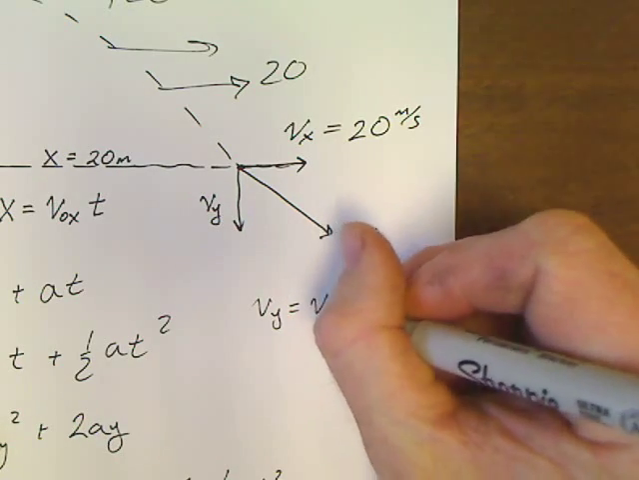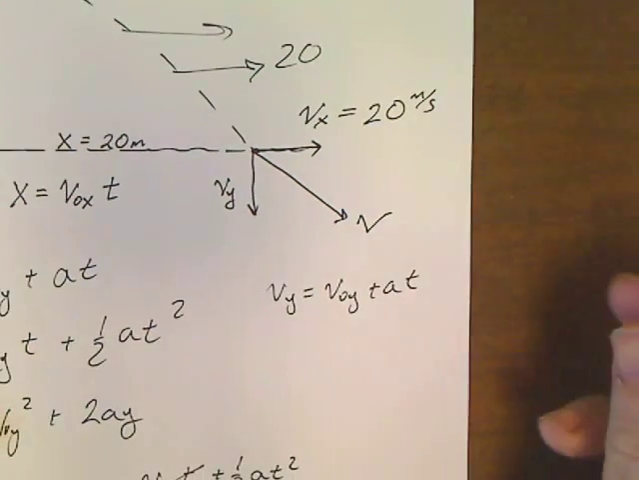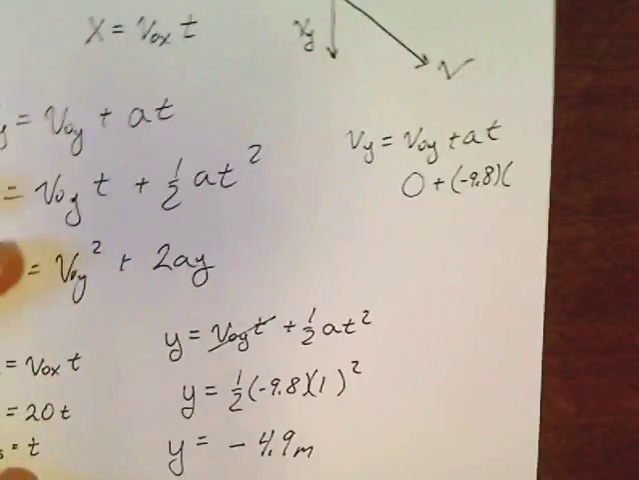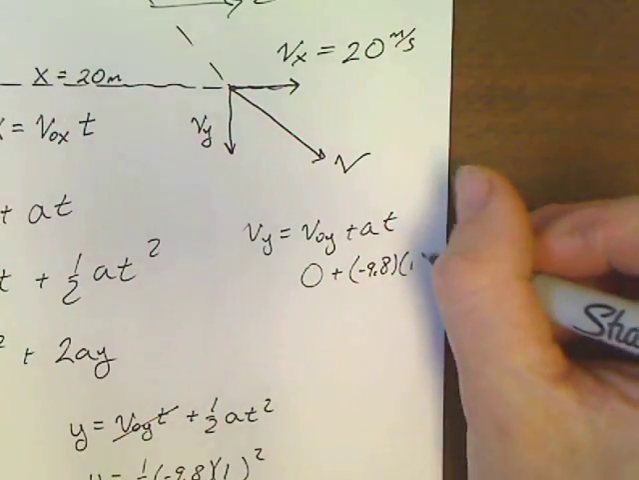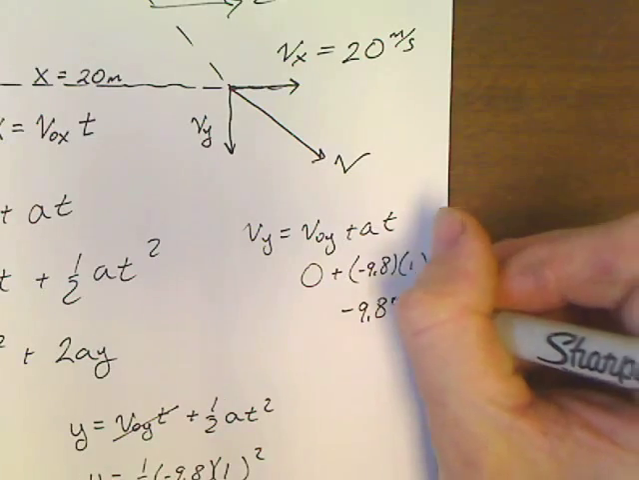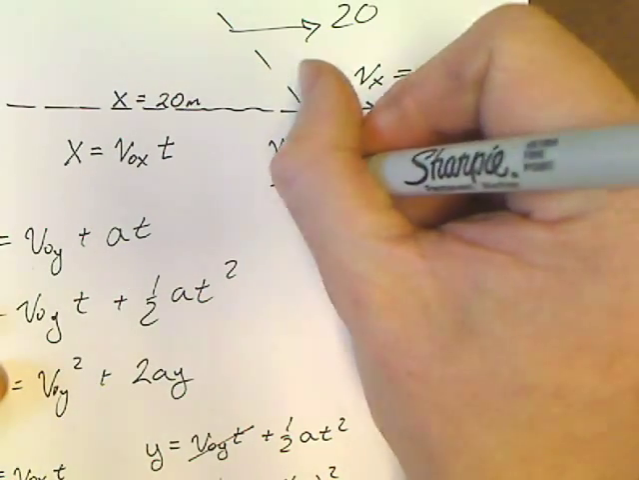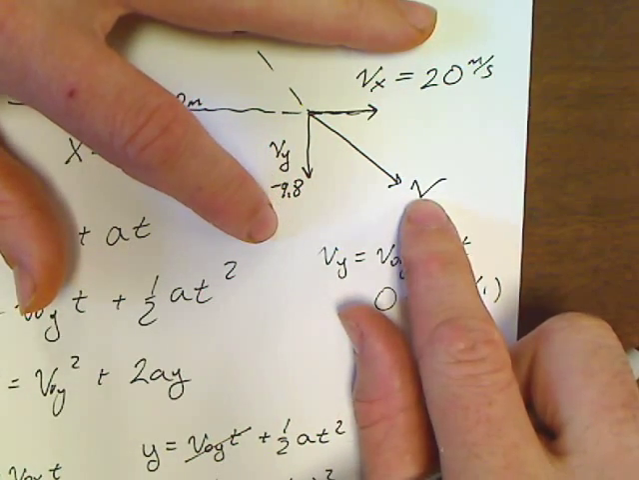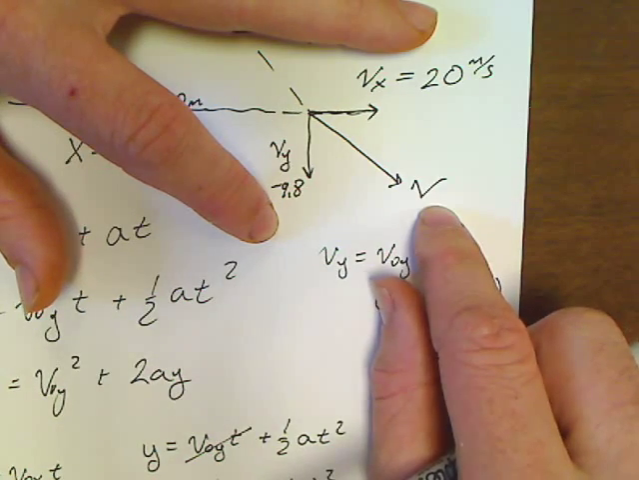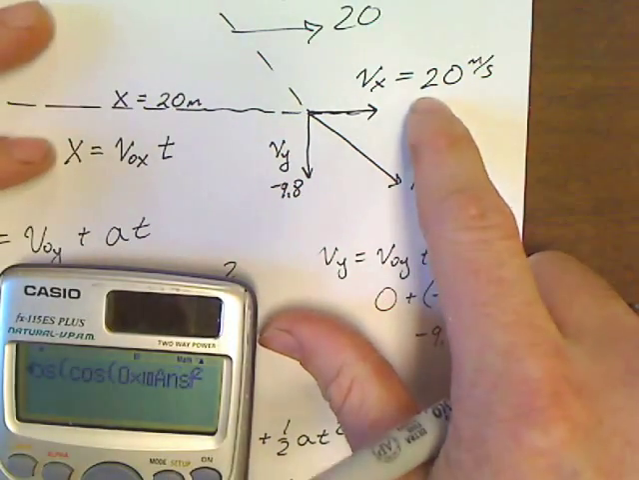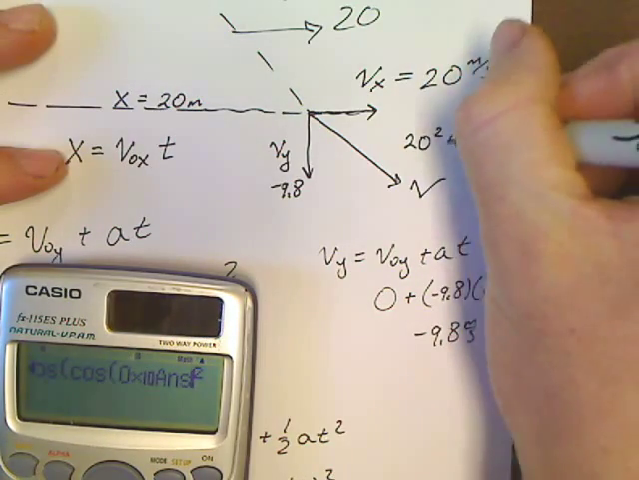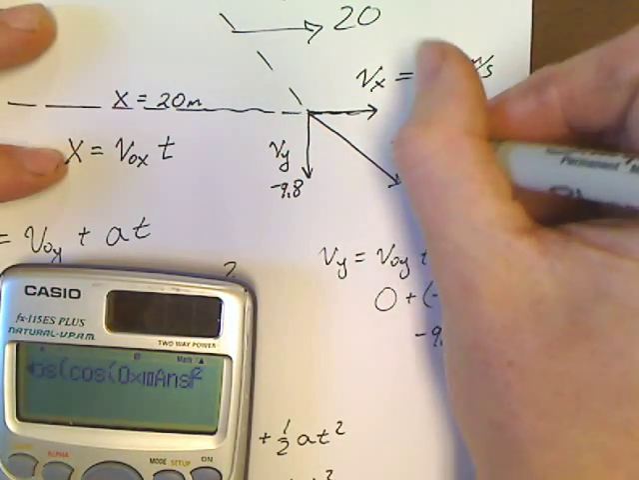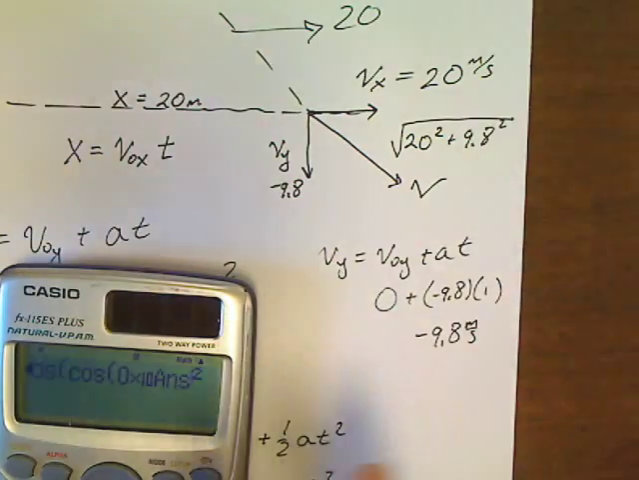VY equals VOY plus AT. VOY 0 plus negative 9.8 times time, which was 1 second. So we've got negative 9.8 for that velocity. Could we find this resultant velocity? Oh yeah, it's like a hiker in the woods. If I want to find this resultant, all I'm going to do is take the 20 squared plus 9.8 squared. Yes, I know it's negative 9.8, but we're going to square it. Take the square root, and you've got this velocity now.